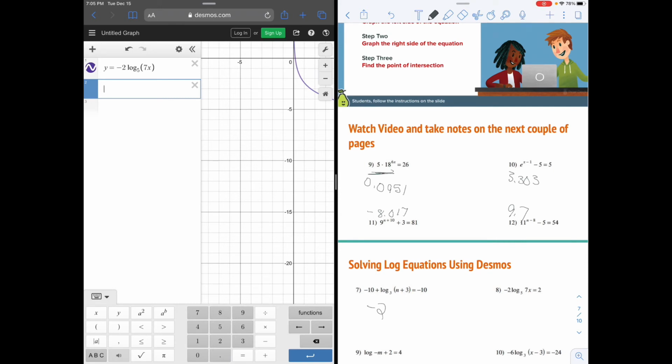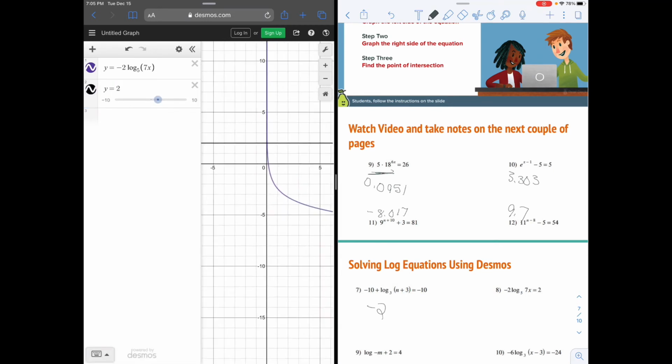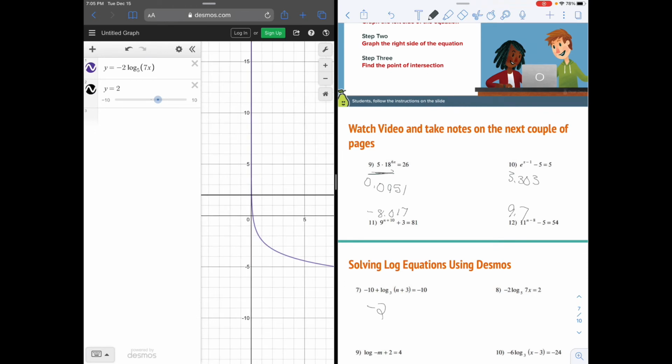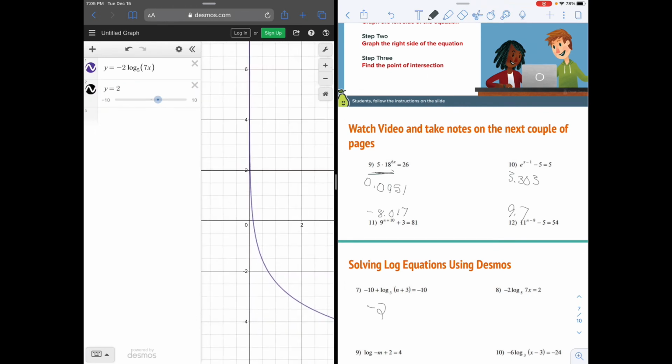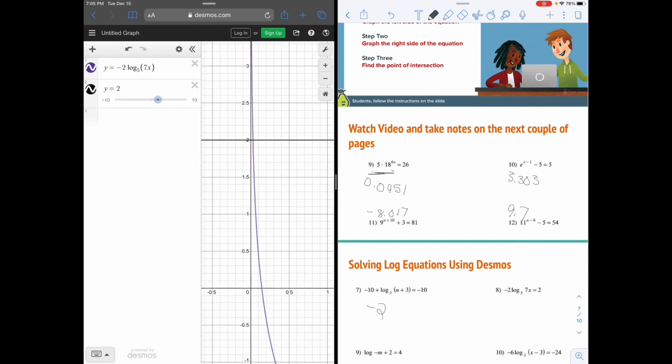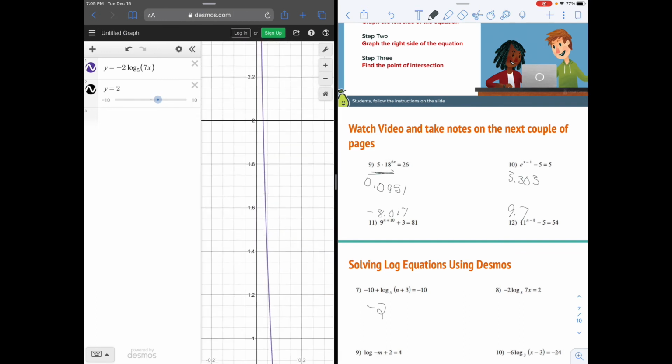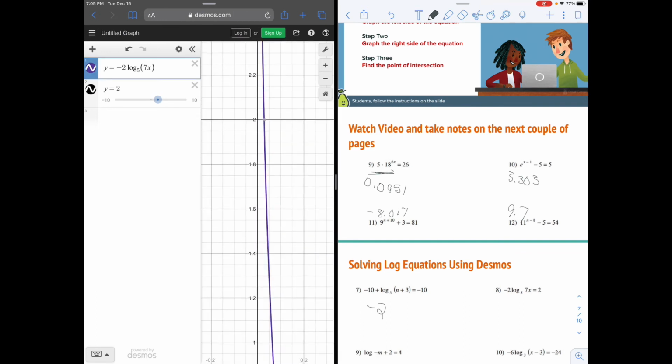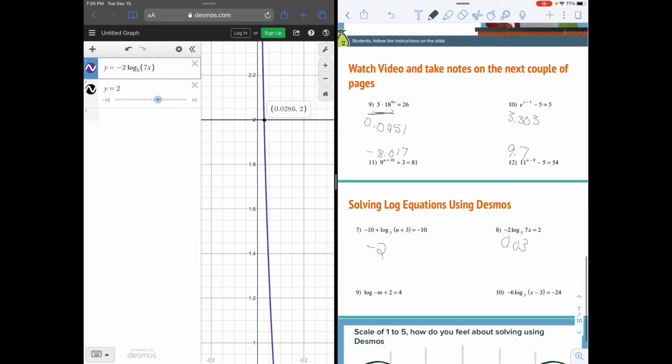I keep forgetting y equals 2. You should have that memorized by when you get a chance to do these. And again, I can't really see where it's intersected, so I'm going to have to zoom out. And I see that it's intersecting at 0.3. Okay? And that's pretty much it.